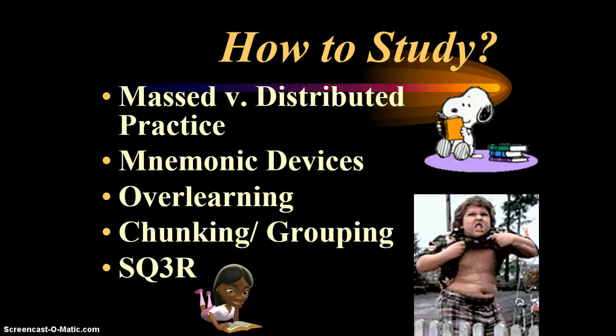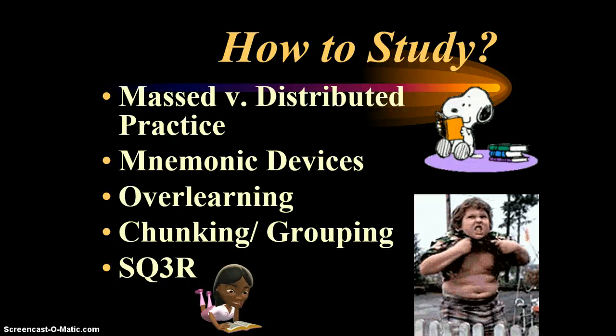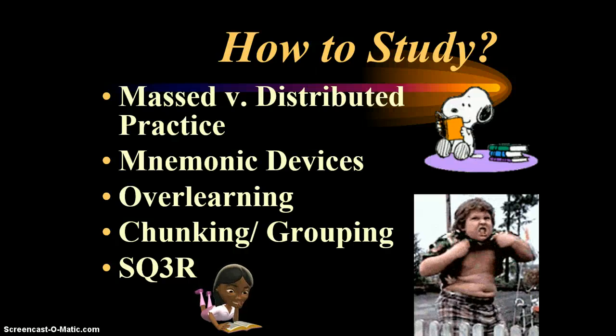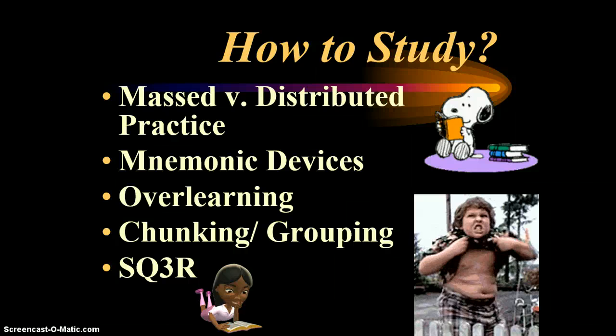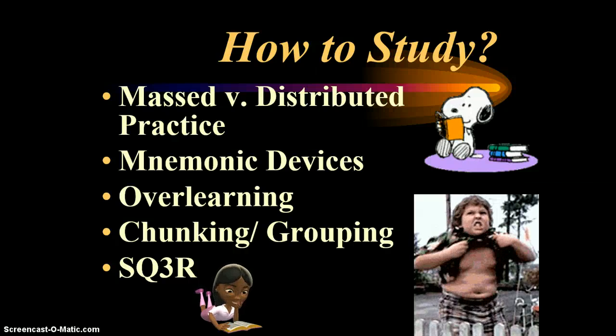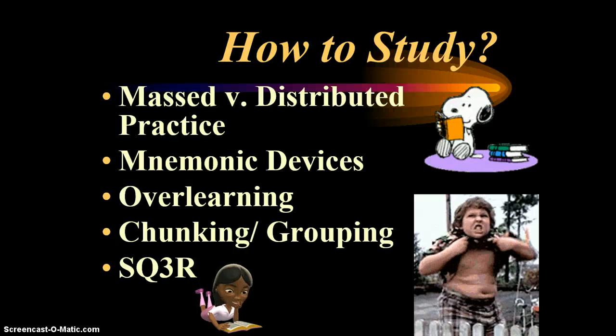Q, question. Make a list of questions. What do I need to know about this topic? What am I going to try and find out? Now, a lot of textbooks already have questions designed for you. So you can either look at the beginning of the chapter or the end of the chapter and just read through those questions to get an idea ahead of time what you're really looking for when you read.